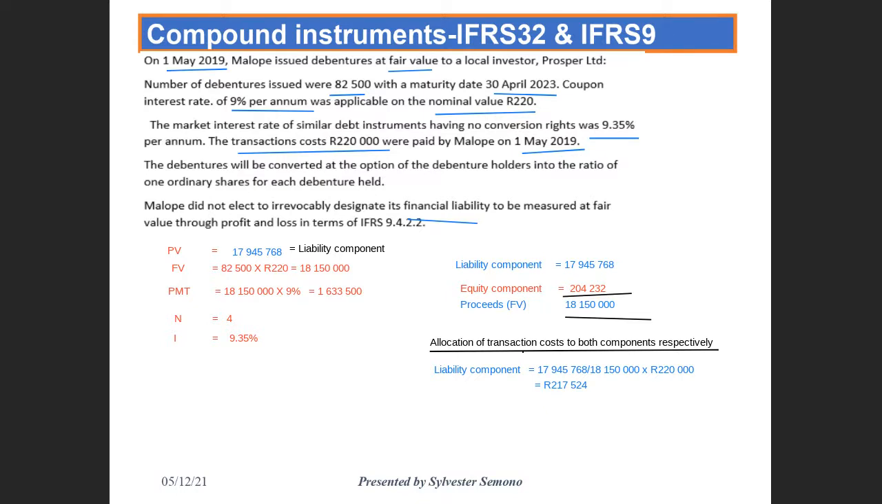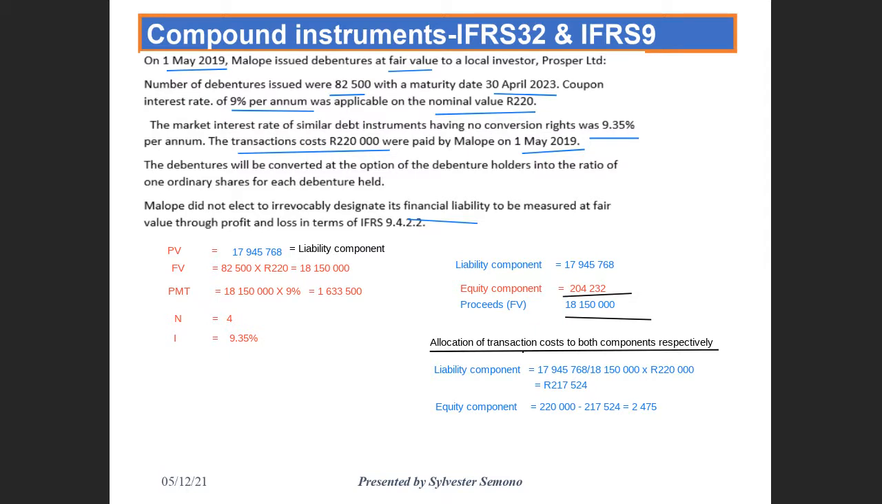Let's use the calculator. I get 2475. Okay, so that will be the transaction cost allocated to what? To the equity component. Can you see now? So again, guys, you need to follow this step by step. It is not that difficult, but you need to understand the standards, like I said before.